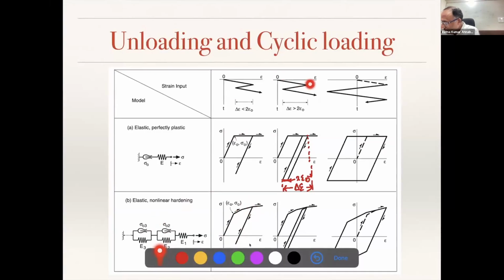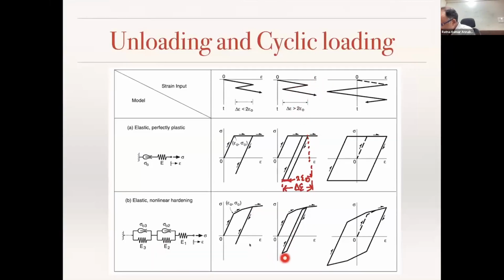But then if you are loading, not fully reversed loading, but you are going to such an extent where delta epsilon is greater than 2 epsilon naught, you will see that it is again nonlinearly hardening, but this kind of a loop is again observed. And here you see that it is not a horizontal line, it is actually a slanted line, which is dependent on these E3, E2 and E1 values. Because that slope, as we have seen, is E1 E2 by E1 plus E2 if it is 2 springs. If it is more springs, then that will be much more complicated.